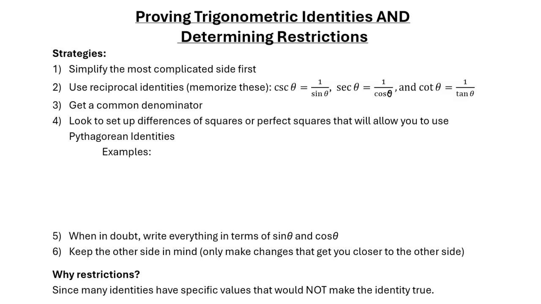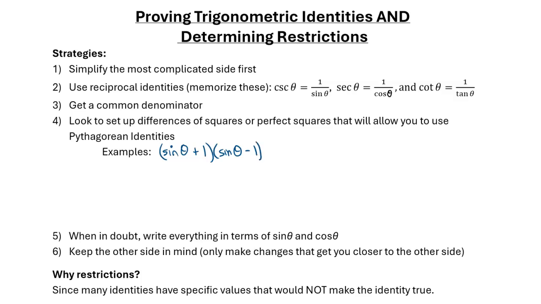Third, we want to get a common denominator. Fourth, look to set up differences of squares or perfect squares that will allow you to use Pythagorean identities. Let's look at some examples of this. First off, if we have sine of theta plus 1, and we multiply that by sine of theta minus 1, that is a difference of squares.